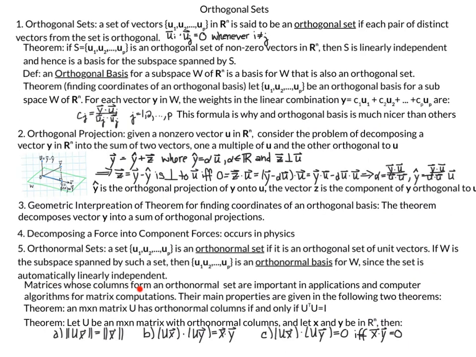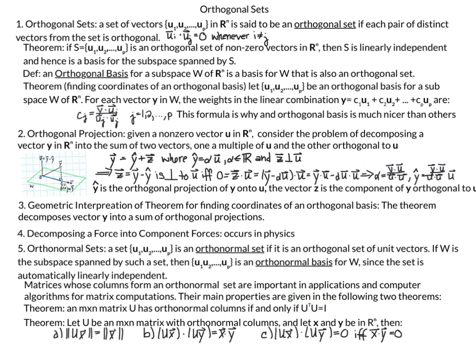Last, matrices whose columns form an orthonormal set, in other words orthogonal and unit length, are important in applications in computer algorithms for matrix computations, and their main properties are given in the following two theorems. First, an m by n matrix U has orthonormal columns if and only if U transpose times U is equal to I. So this first theorem gives you a way of identifying if the columns of U are orthonormal, instead of doing all those calculations we did in the last example.